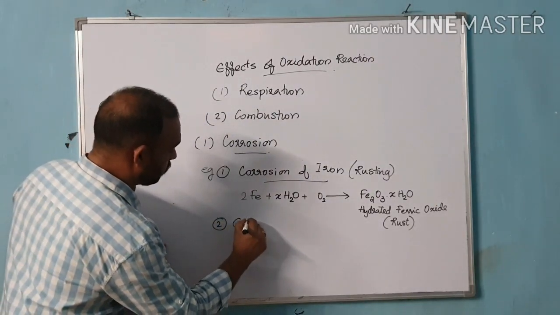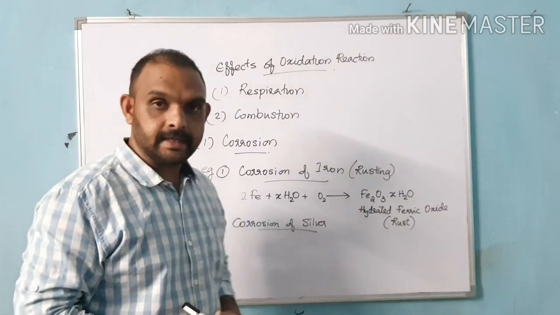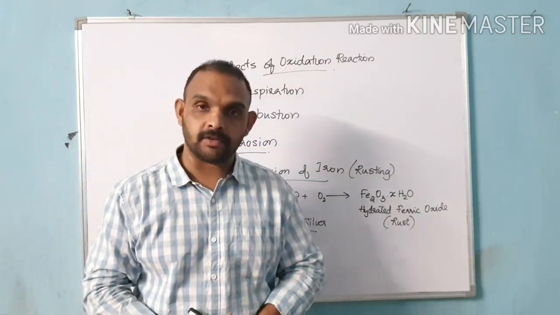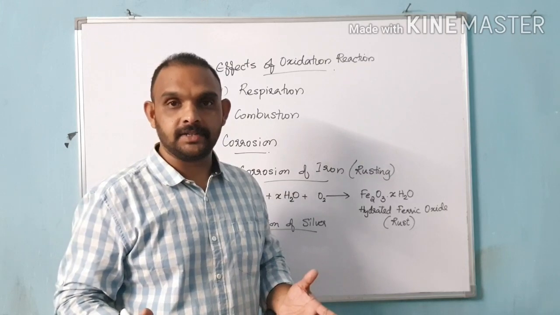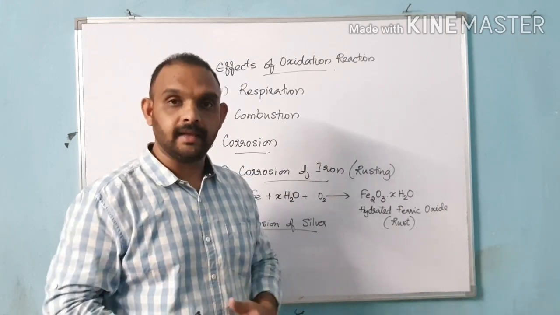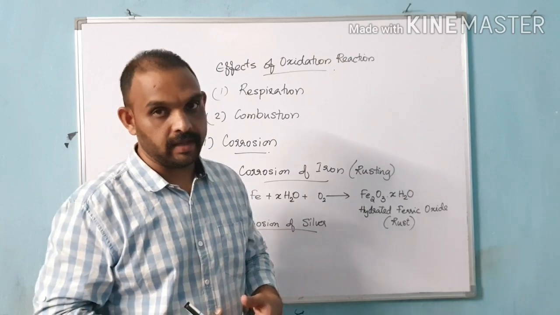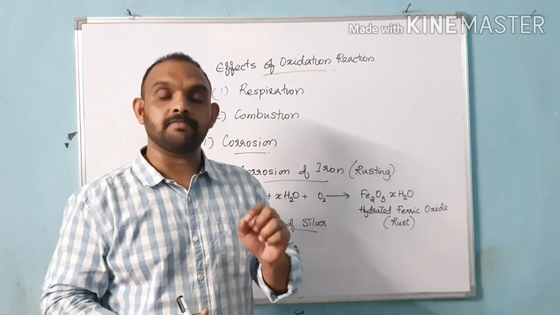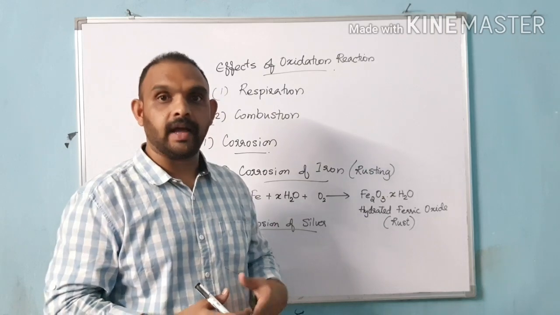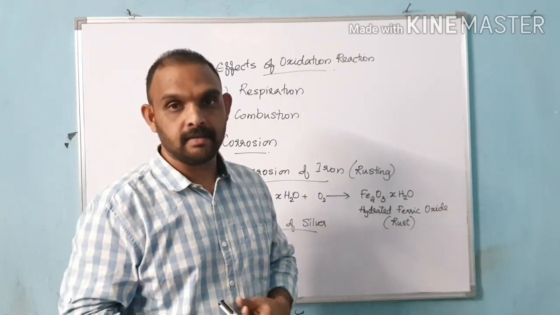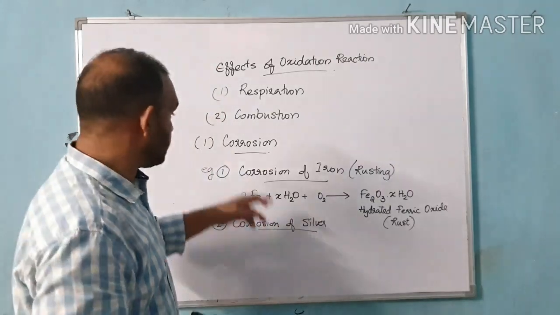Now another example. The second example is corrosion of silver. At our home we may have some silver utensils or silver articles. If these are not well maintained periodically or daily, what will happen? You can see a black coating. It is because hydrogen sulfide from the air reacts with silver and forms silver sulfide, Ag2S. Because of that, we see a black colored coating on silver, and that is also an example of corrosion.